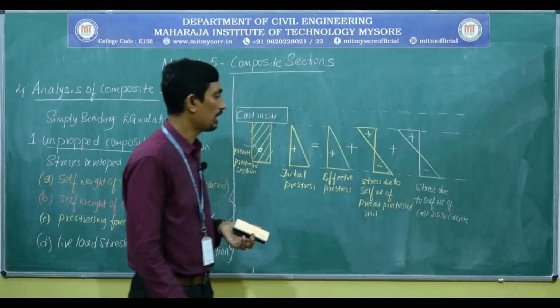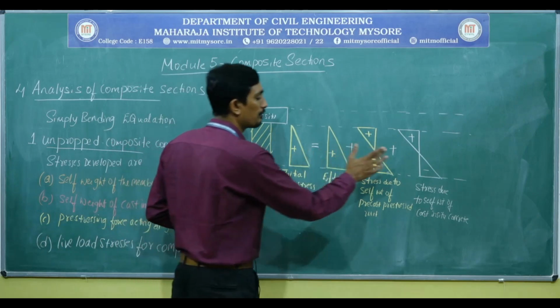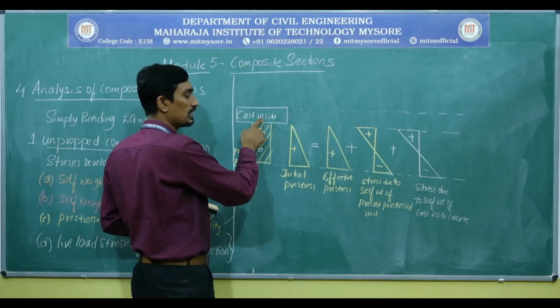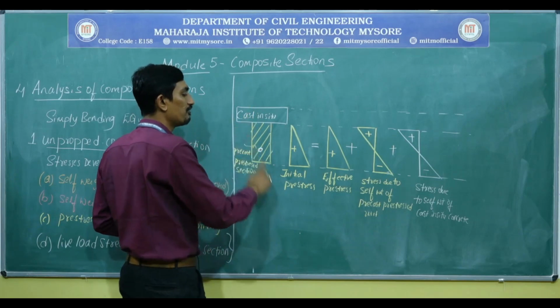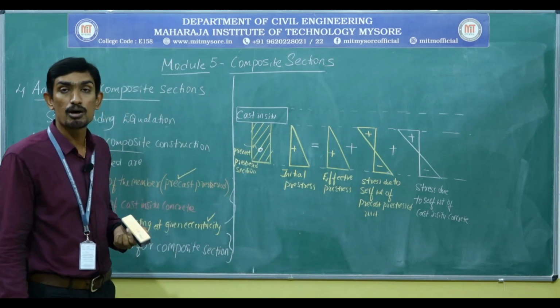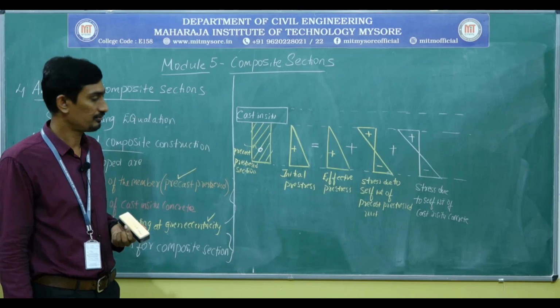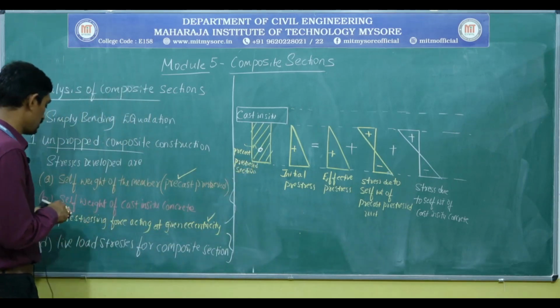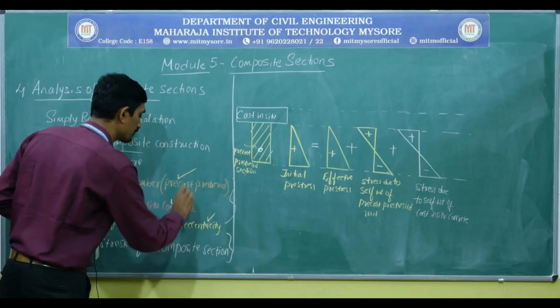So now this particular bending stress is due to the self-weight of the cast in situ slab, which will be considered while performing the unproper composite section analysis. So this is one more thing. Next. So this is also over now.